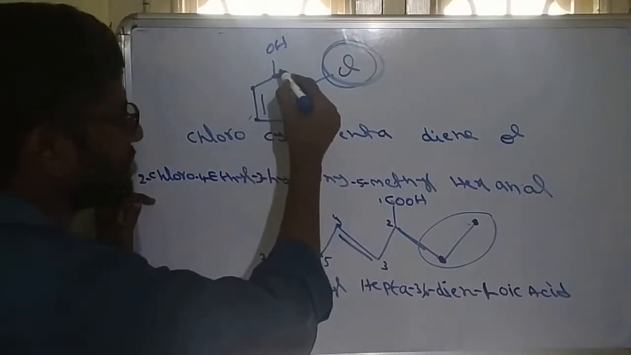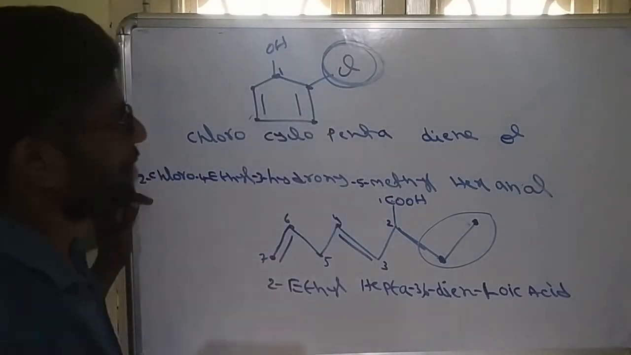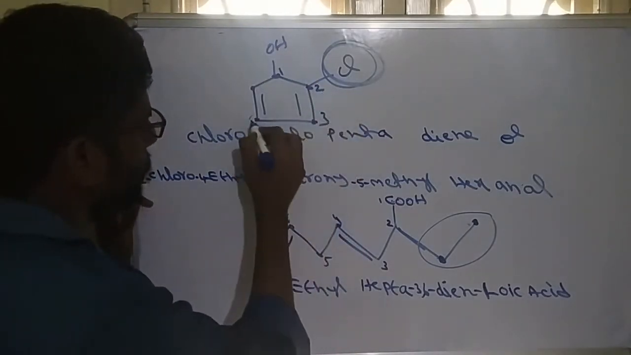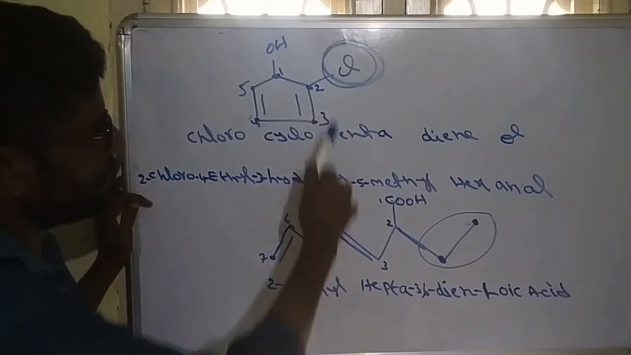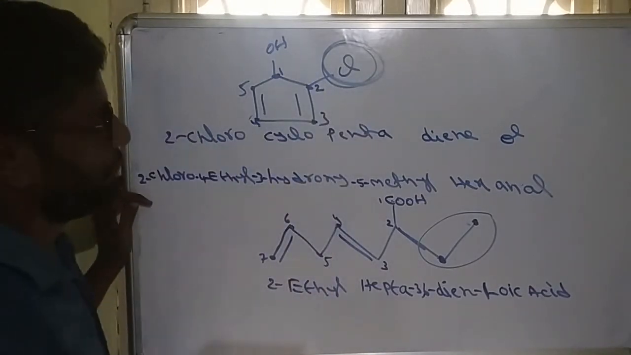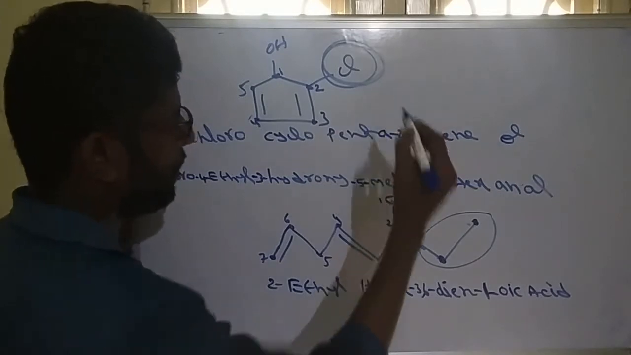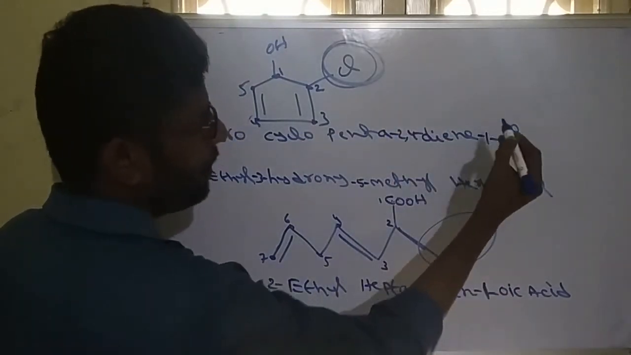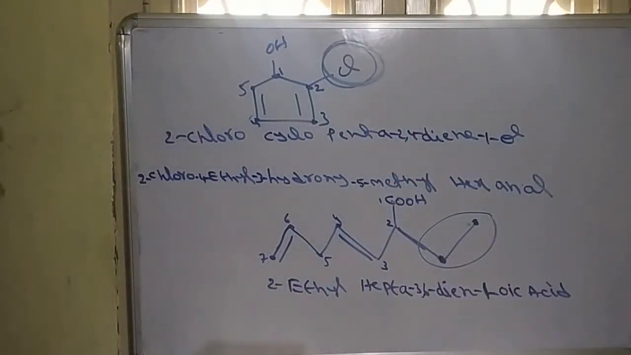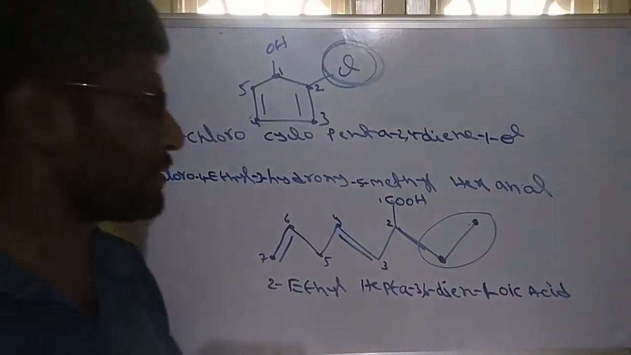So definitely functional group carbon will get less number. So this will be 2, 3, 4, 5. Position of chloro will be 2. Position of diene 2 and 4. 2 comma 4 diene, ol will be 1 ol. That is IUPAC names. Like that, any molecule is given, so we have to follow rules.